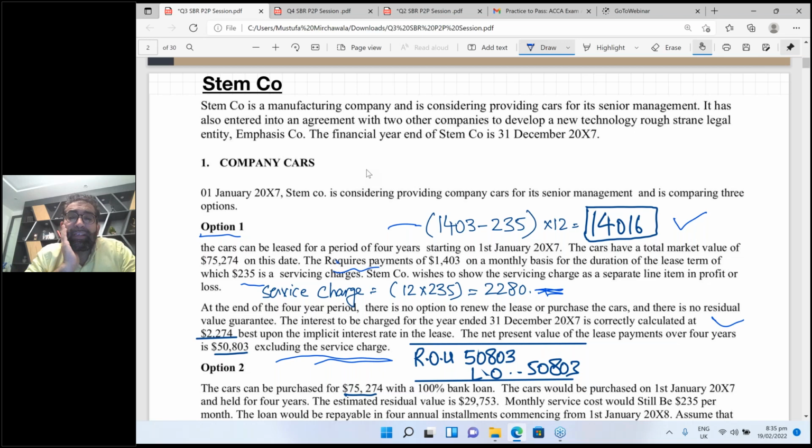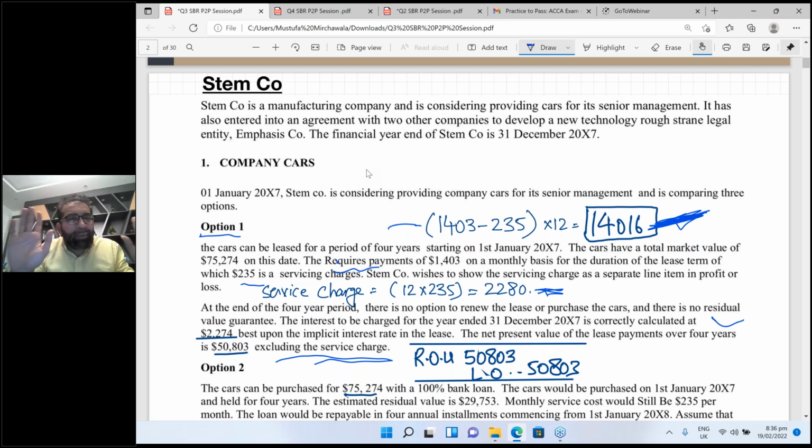Now, can anybody tell me how much actual rentals, pure lease rentals, we will pay this year? It will be 14016. Now, we just calculated, listen. And I told you many times, even your teachers told you many times, listen, that finance lease is like a loan.